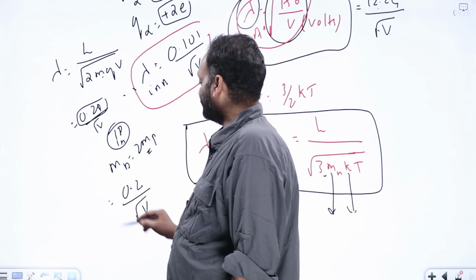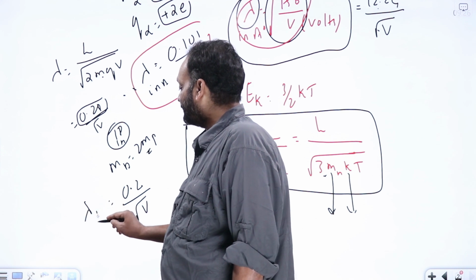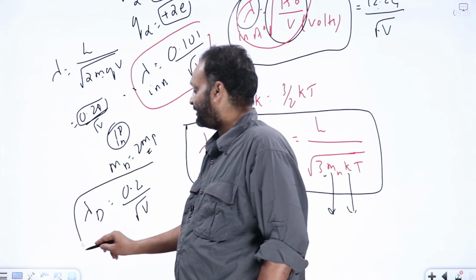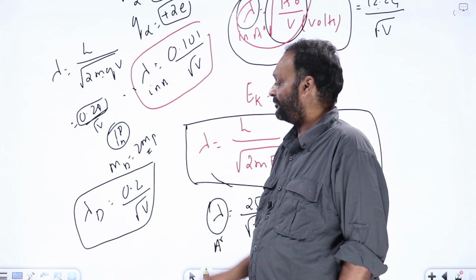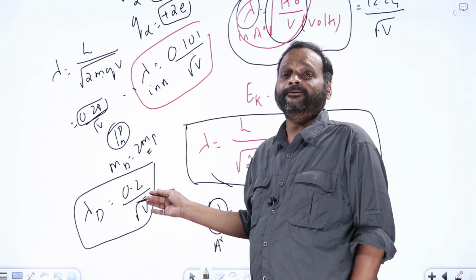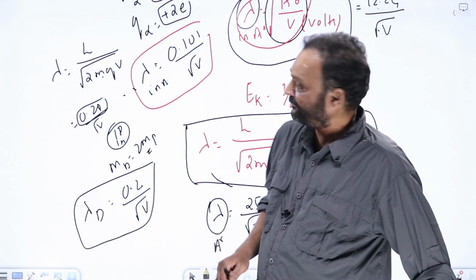0.2 by root V volts. This is the de Broglie wavelength of a deuteron. Okay, a deuteron is accelerated through a potential difference of 100 volts. What is its de Broglie wavelength? 0.02 angstroms. Okay, we can verify if you want.